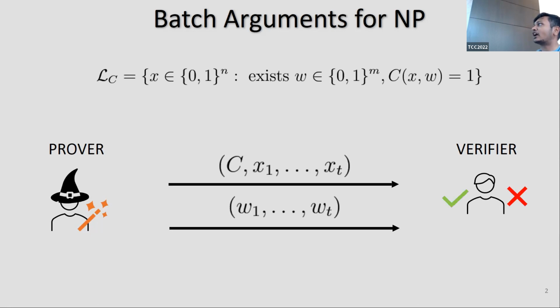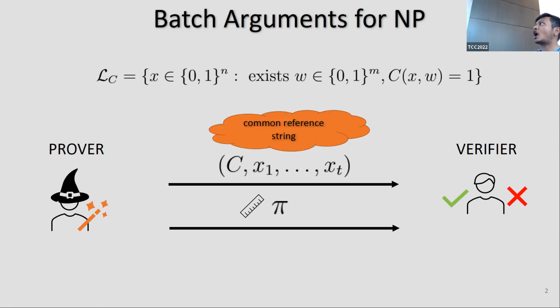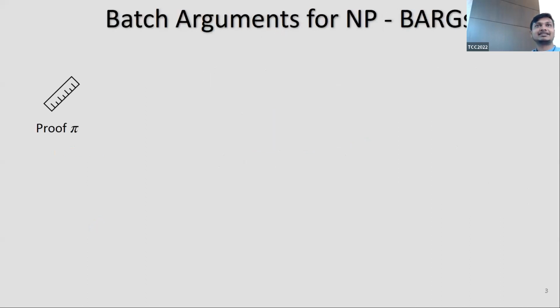This is a fine proof strategy, but in general, we care about the size of the proofs that we send over to the verifier. We are going to be in the common reference string model, where both the prover and the verifier share a common reference string in the sky. So what are the size requirements on our proof? There are going to be two requirements, one on the number of instances and one on the circuit size.